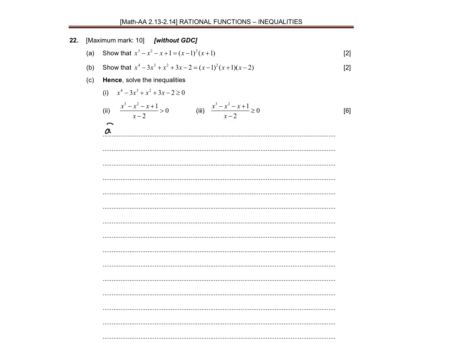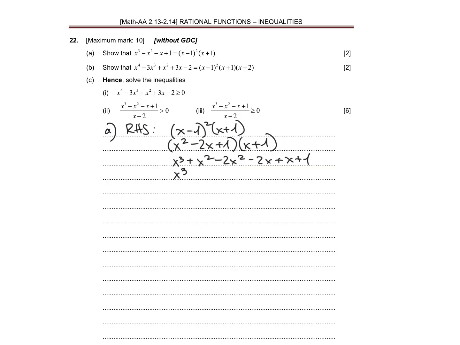So we should definitely, for a, go from the right-hand side to the left-hand side. So expanding that, we're going to have x squared minus 2x plus 1 times x plus 1. So that's going to be x cubed plus x squared minus 2x squared minus 2x plus x plus 1. So x cubed minus x squared minus x plus 1 equals left-hand side. All right, so for B, I'm not going to do it. You can do that.